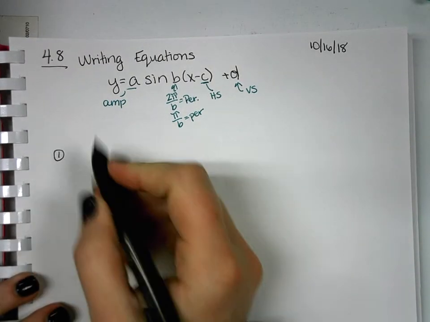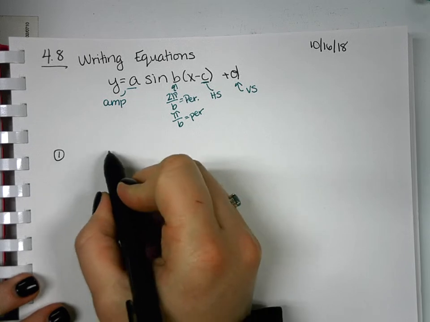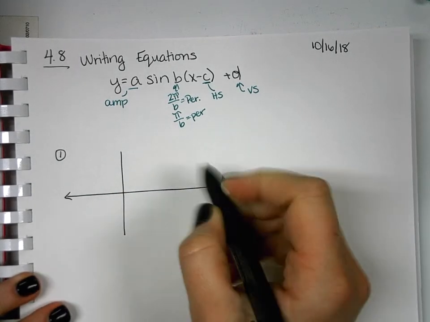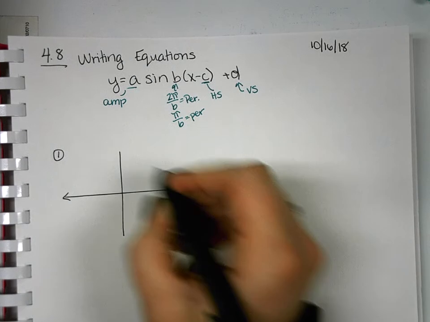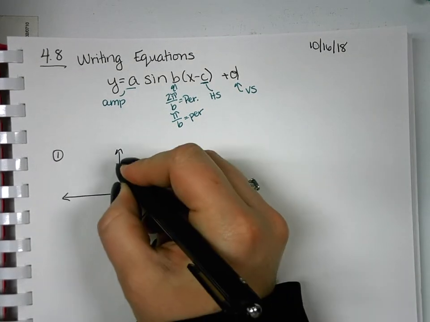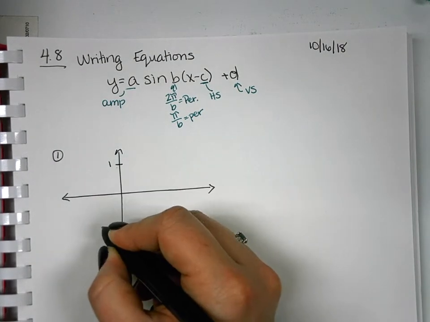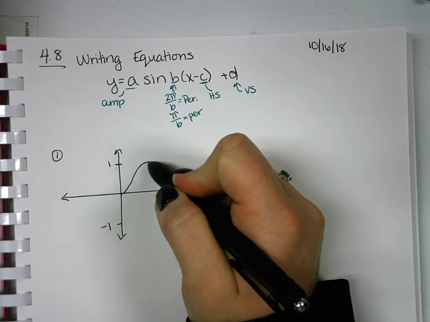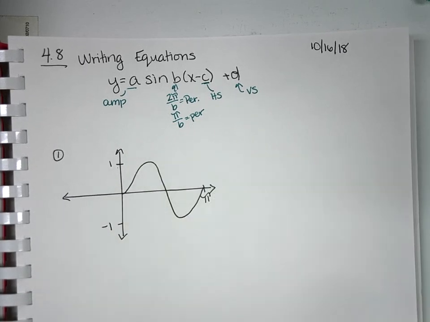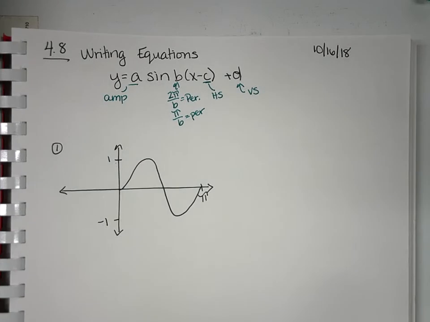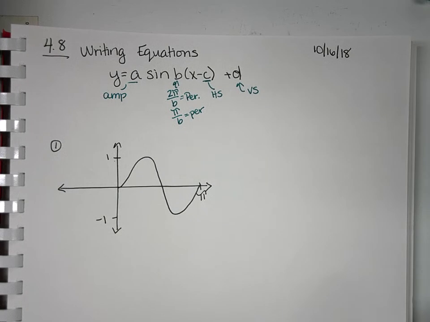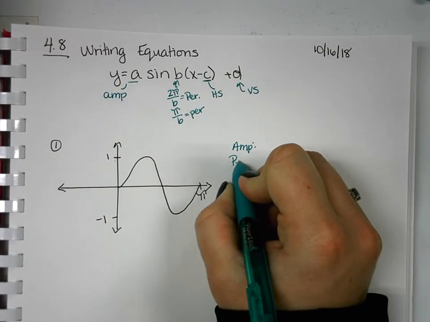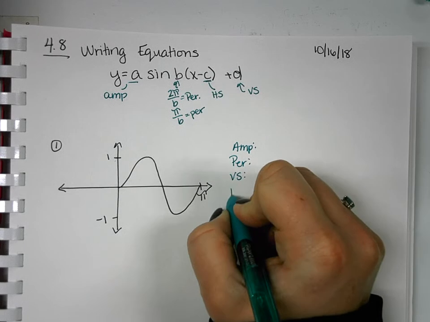So if we look at this first one, and what's going to be key on these is making sure you read the labels on the graph. That's what's going to help you probably the most. So if we start off with something like this, first off, let's go through our list. We have amplitude, period, vertical shift, horizontal shift.